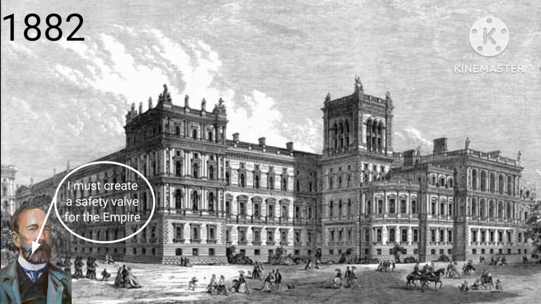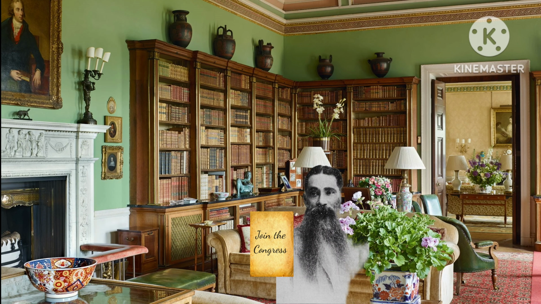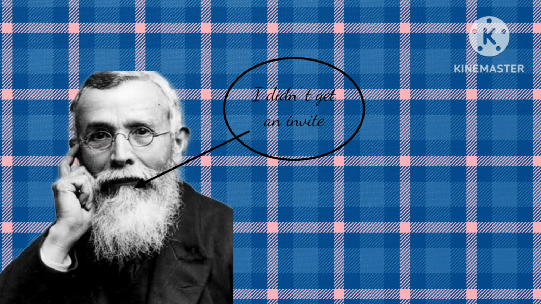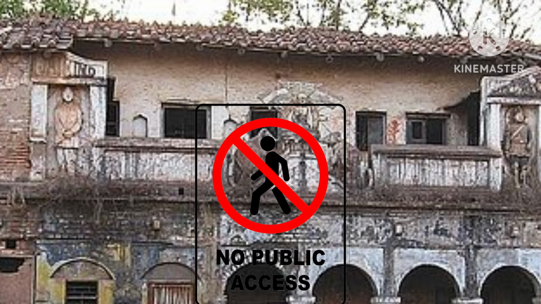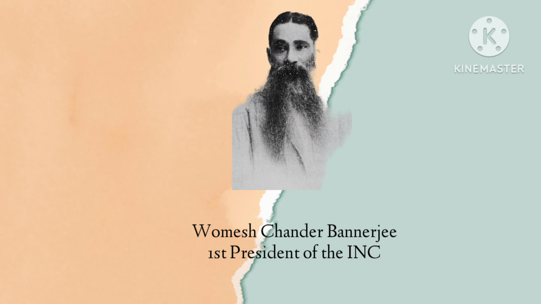Hume retired in 1882 and decided to create a safety valve for the British Empire. He reached out to the leading educated Indians. Hume made sure that Surendranath Banerjee wasn't invited as he was a bit radical. Eventually, in December 1885, Hume and his 72 delegates from different parts of India met in Bombay and formed the Indian National Congress. The entire affair was strictly controlled and the general public wasn't allowed in.